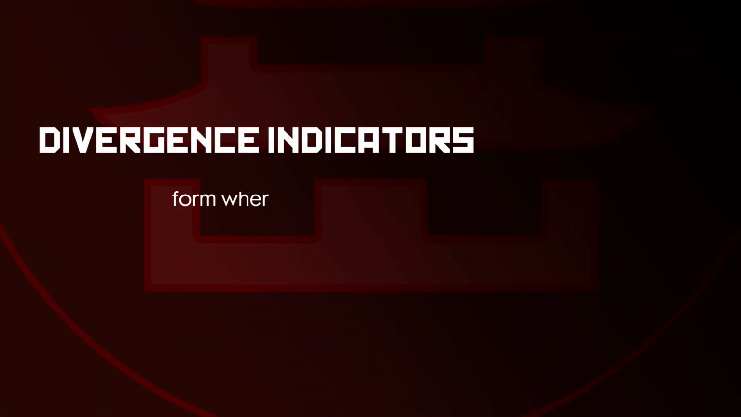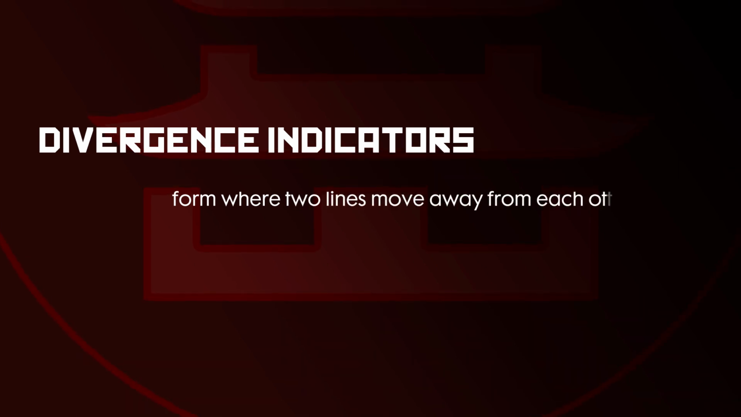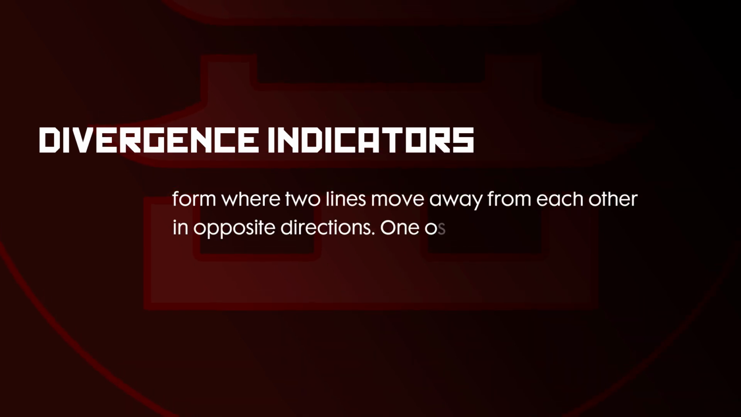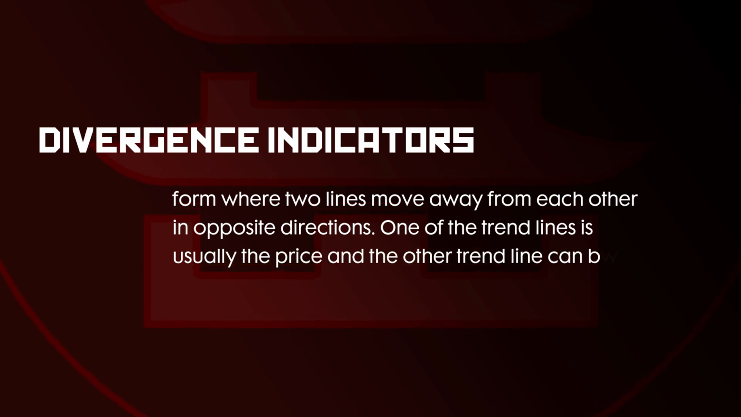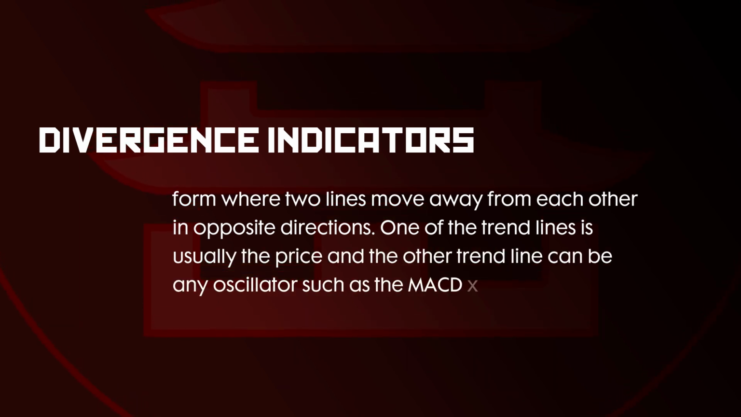Divergence indicators form where two lines move away from each other in opposite directions. One of the trend lines is usually the price, and the other trend line can be any oscillator such as the MACD line. The fact that the two signal lines have fallen out of agreement creates divergence signals that may indicate an incoming trend reversal.